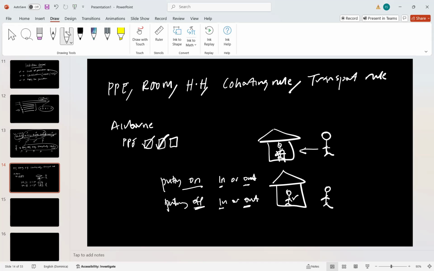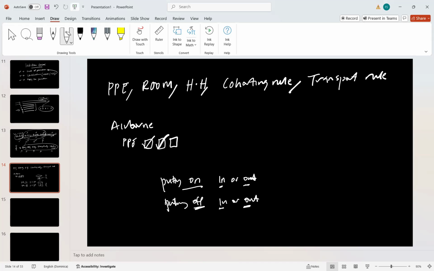NCLEX is not complicated. The moment we start attaching any other thing to it, that is where we start having problems when we see the question on the exam. So let's start the process again. You said the PPE for airborne is N95, which is correct. Nothing more. N95, that's what you will see on the NCLEX exam. Now we have two situations right here. This is the client room, and this is the client room as well.